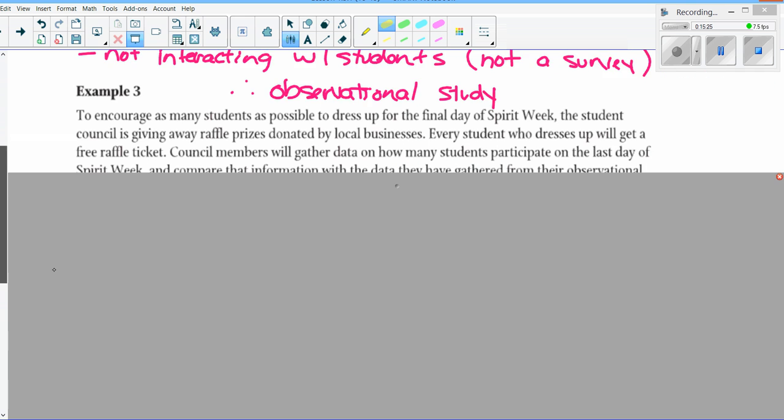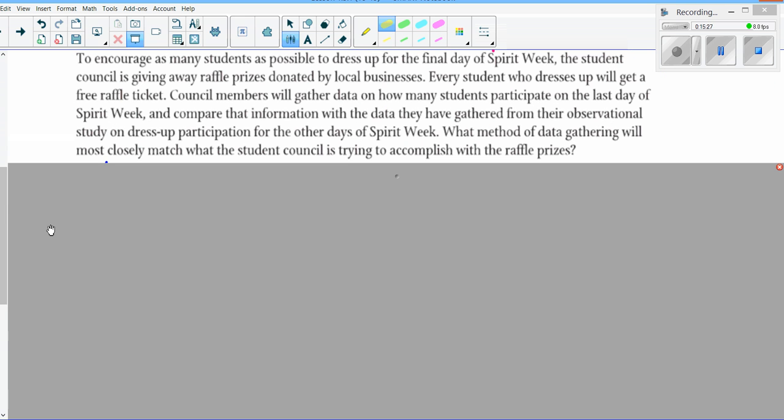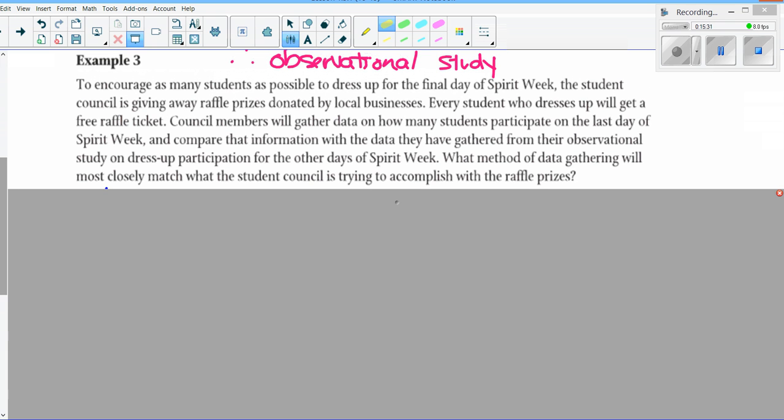Example 3. Let's see. All right, example 3 says, to encourage as many students as possible to dress up for the final day of Spirit Week, the Student Council is giving away raffle tickets donated by local businesses. So right there, that should kind of throw a red flag that's an incentive. I'm going to highlight that. To encourage, they're going to dress up. The Student Council is giving away raffle tickets. Every student who dresses up will get a free raffle ticket.